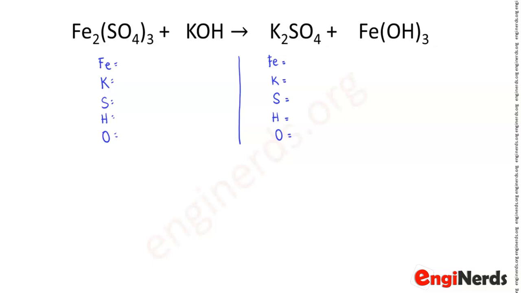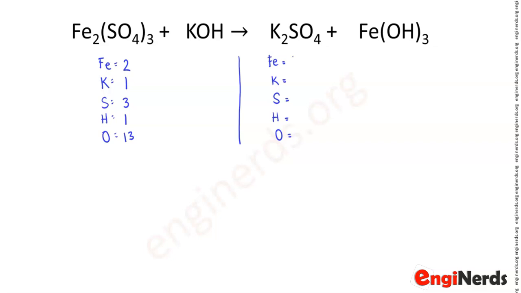So, iron, sa ating reactant, we have 2. Potassium, sa ating reactant, we have 1. Sulfur, sa ating reactant, we have 3. Hydrogen, sa ating reactant, we have 1. And oxygen, sa ating reactant, we have 4 times 3 is equal to 12 plus 1. So, we have 13. So, bilangin naman natin dito sa ating product.